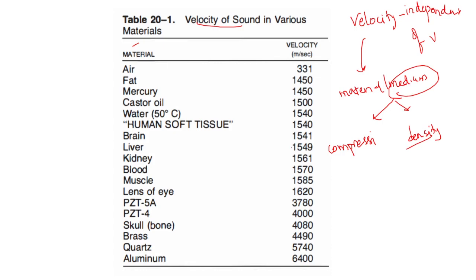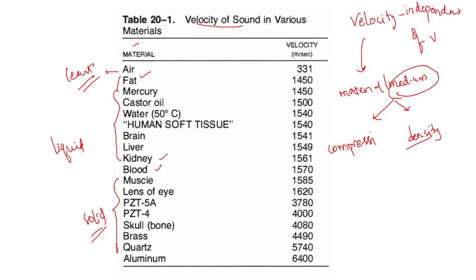So if you see here, those which transmit sound most rapidly are solids. All these are actually solids which will transmit sound fast. Then intermediate sound transmission is present in liquids, and least sound transmission is present in air. All body tissues, fat, kidney, blood, muscle, all these will act as liquids only, except bone, which will act as solid.